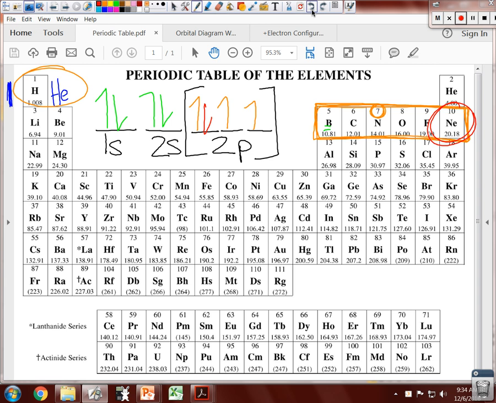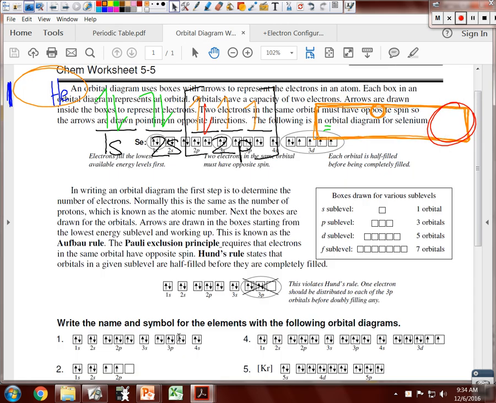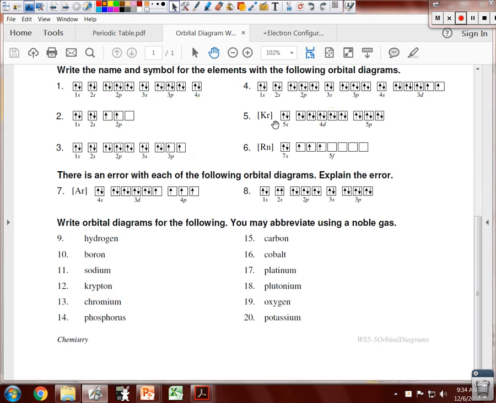All right. So what I want to do now is test your ability to translate that to some of these questions. And let's find the cheat version of this. So stay with me. Let's look at number 1. The question is, write the name and symbol for the elements of the following orbital diagrams. There are 2 things I want to talk about. First of all, I could care less about the name because you know what the symbols represent.